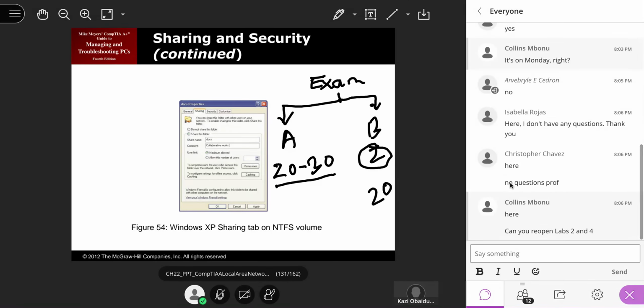Can you reopen lab 2, 4? Lab 4, I reopened last week. Then why did you not? Anyway, I'm going to do it again for you. But it is for 2 days only. Everyone, 2 days only. I'm going to reopen lab 2, lab 4, lab 5. Only for 2 days. It's simple. Good. And then anyone here? Collins, reopen, just 1 second, please. I'm checking.